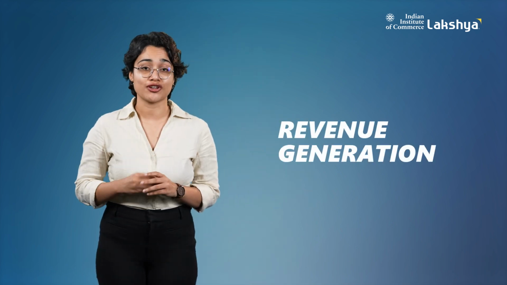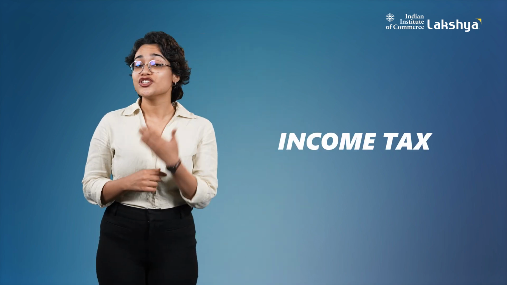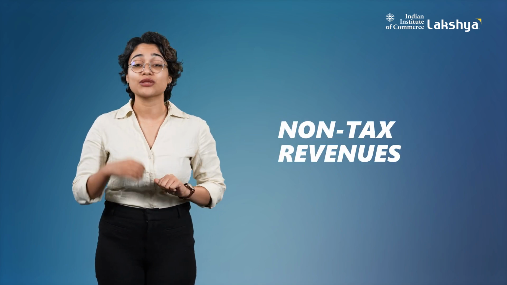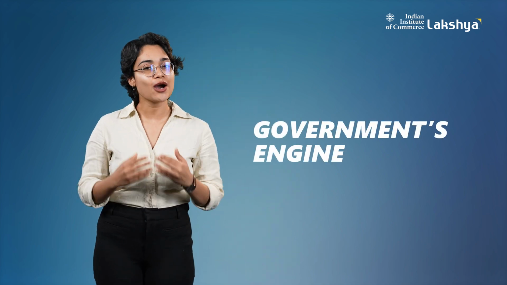A key section of the union budget is revenue generation. The government estimates how much money it will accumulate from various sources such as taxes like income tax, GST and customs duties, and non-tax revenues like the profits the government earns from public enterprises or interest payments on loans. This revenue essentially fuels the government's engine, allowing it to fund national initiatives.